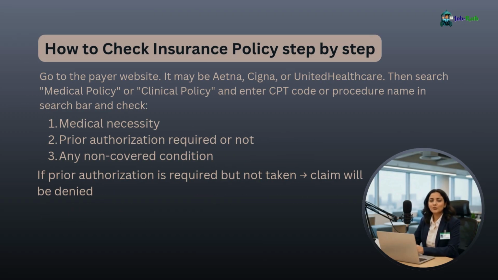Now let's move to private insurance. Go to the payer website. It may be Aetna, Cigna, or UnitedHealthcare. Then first search medical policy or clinical policy, enter the CPT code or procedure name in the search bar, and check medical necessity, whether prior authorization is required or not, and any non-covered condition. For example, if prior authorization is required but not taken, the claim will be denied.